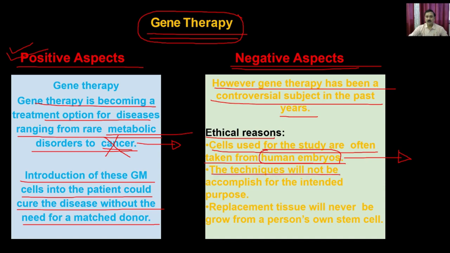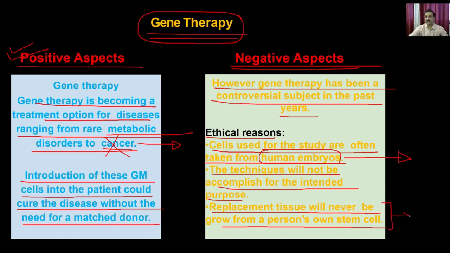That technique will not be accomplished for the intended purpose, and the replacement tissue will never be grown from a person's own stem cells. So these are the ethical reasons. Because of that, you have to take an intelligent decision whether you should go with gene therapy. Because if you are not going to use the embryos, then the only option left is to use the stem cells from the person's own body.